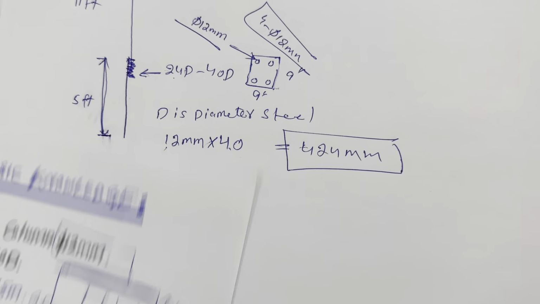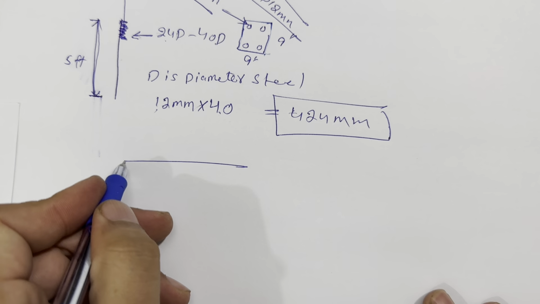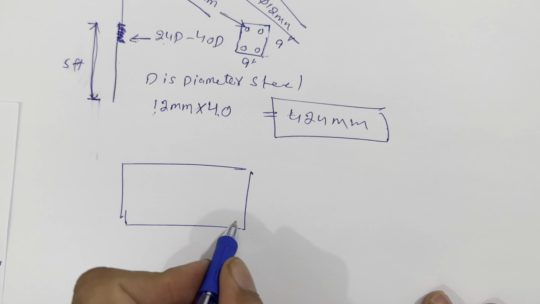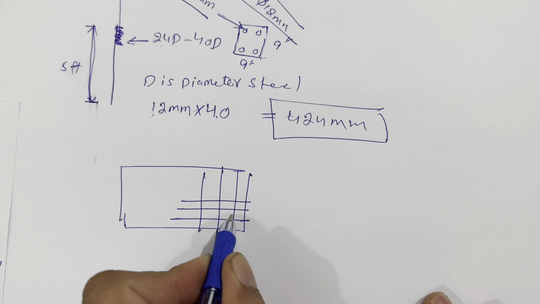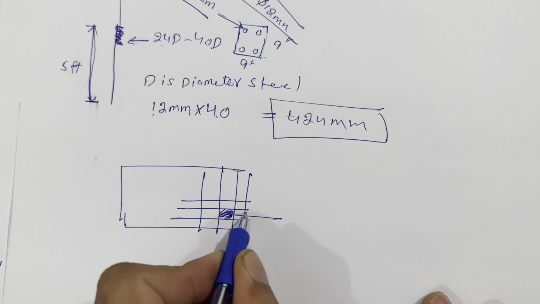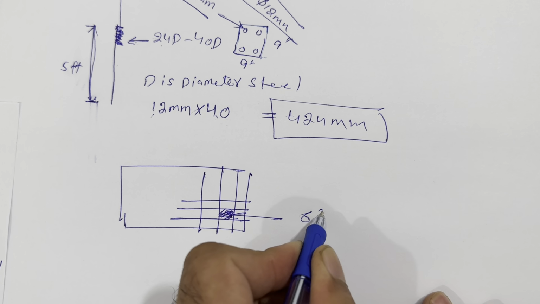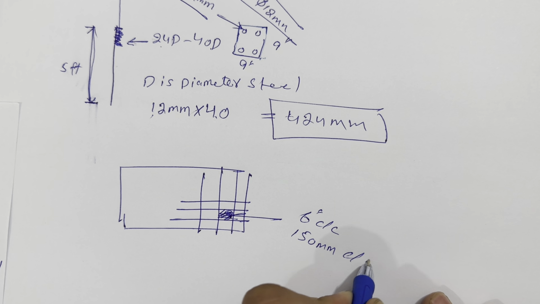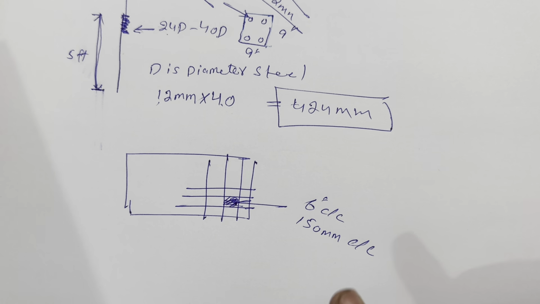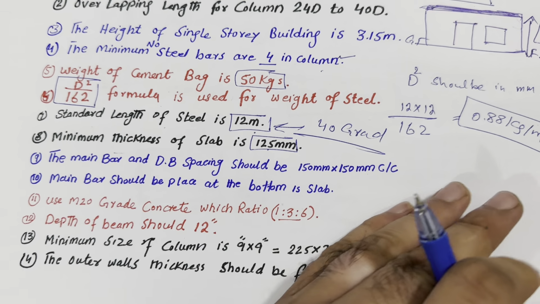Guys, you can see this is RCC slab. All right, so we are placing the steel rods like this. So here these are the spacing, so this spacing should be 6 inches center to center, or you can say 150 millimeter center to center for main bars and also for distribution bars. Same guys, the topic is same.